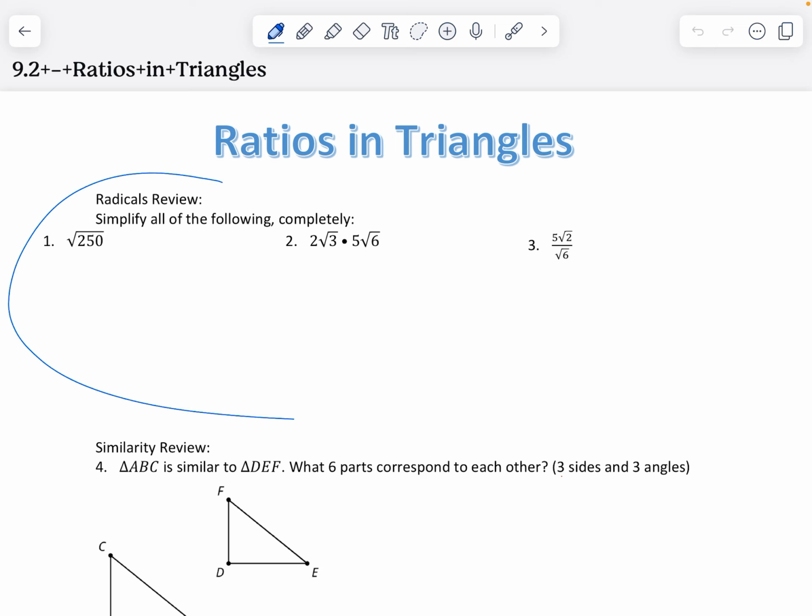We start with some radicals review. We did that 2 days ago. So if you want some help with that, go watch those videos. But you should definitely do these problems just to make sure you remember how.